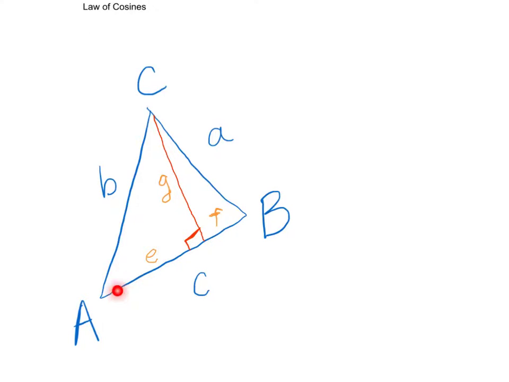Okay, so if you look in this triangle right here, this is a right triangle. Picture what Pythag would look like. Apply the Pythagorean theorem. What equation would you get? Hopefully you're thinking E squared plus G squared equals B squared.